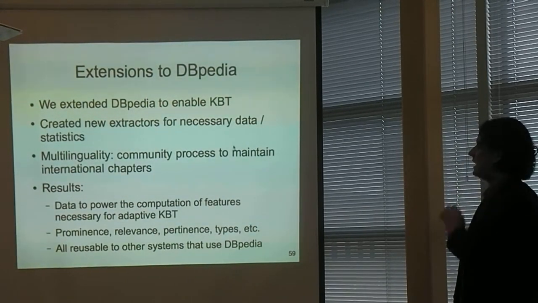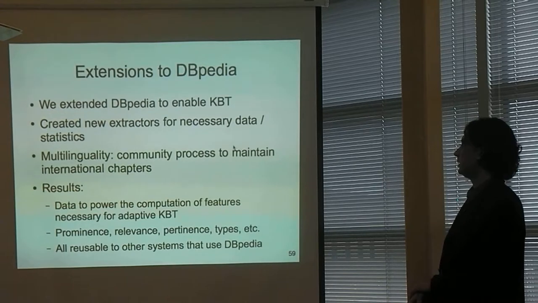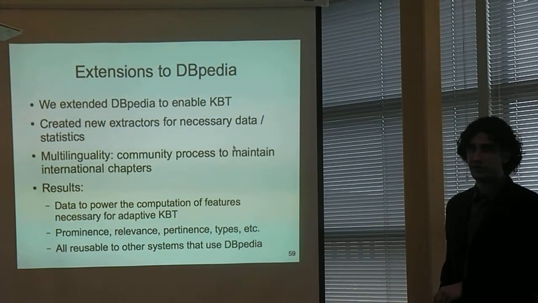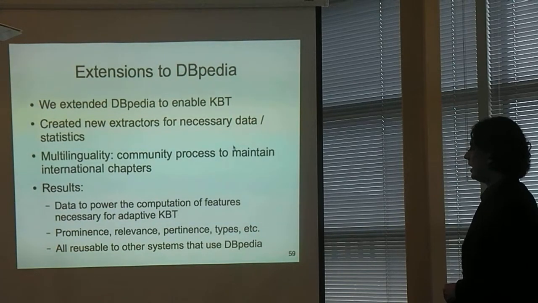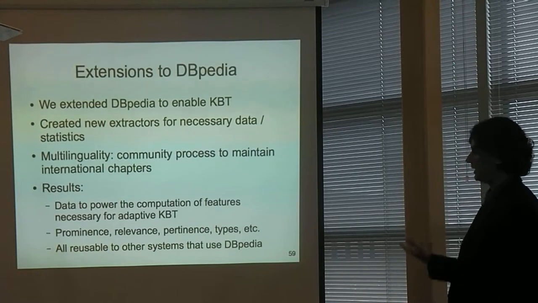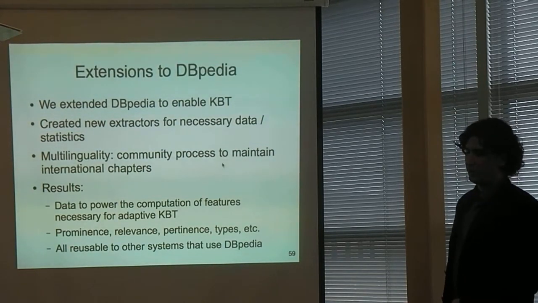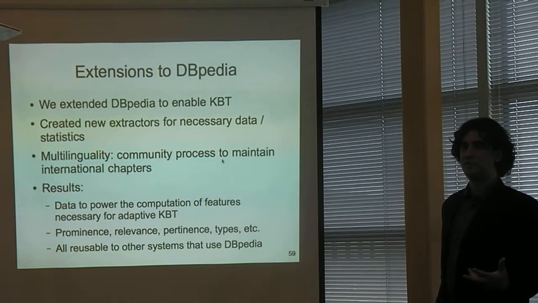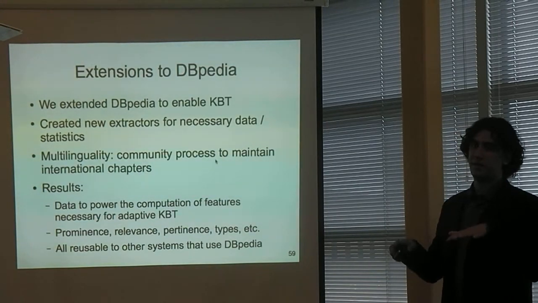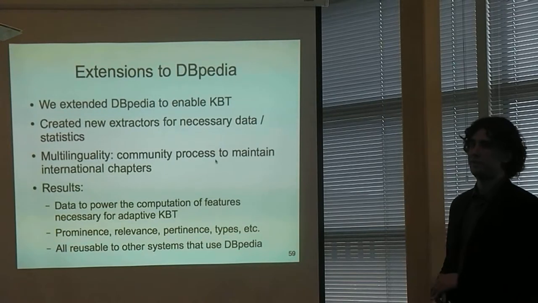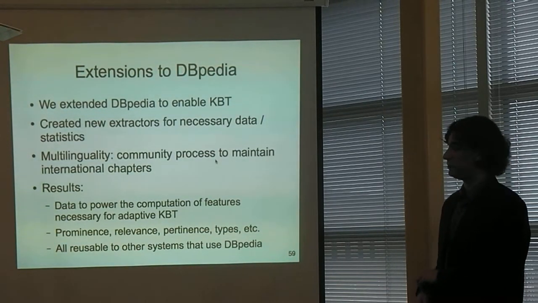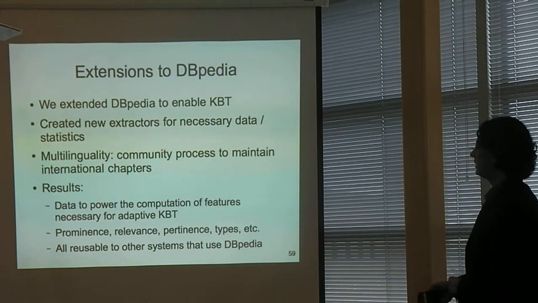Some contributions that we had to Wikipedia include the new extractors to produce the data that we used for training this system. We also helped to implement, or created, this community process where people participate in a mapping sprint, so languages compete with each other to make their DBpedia better. It's a collaborative, competitive setting where everybody tries to get their language better than the other, and it seems to have worked quite well.